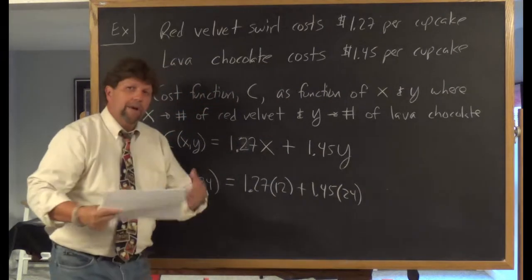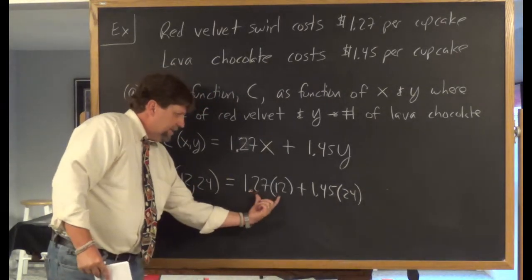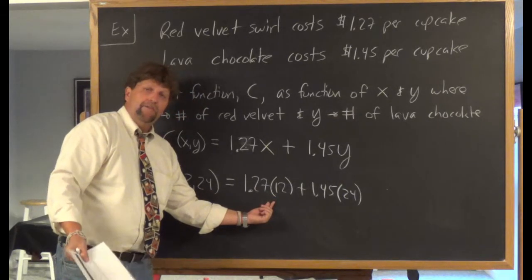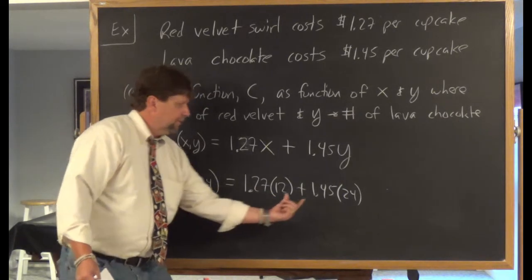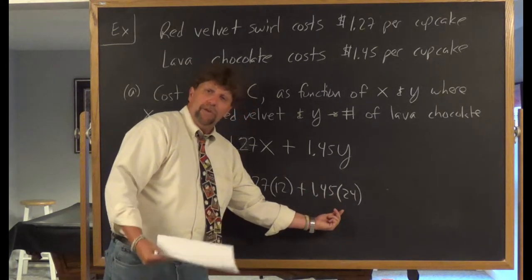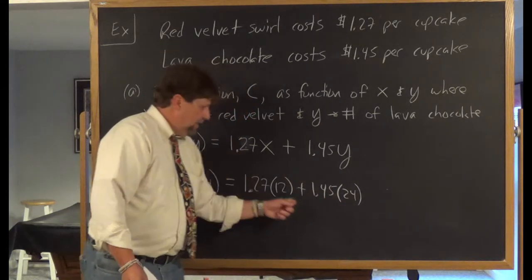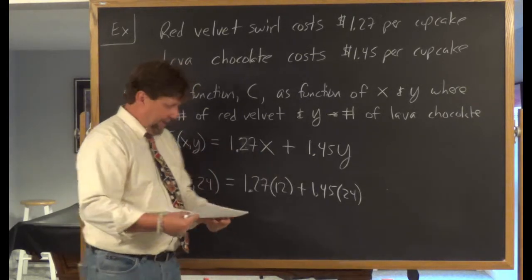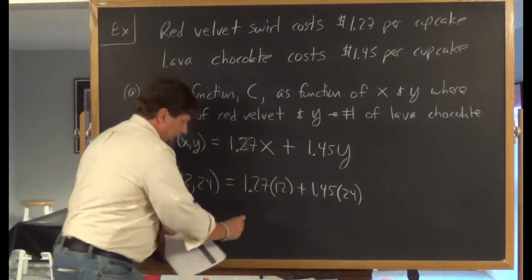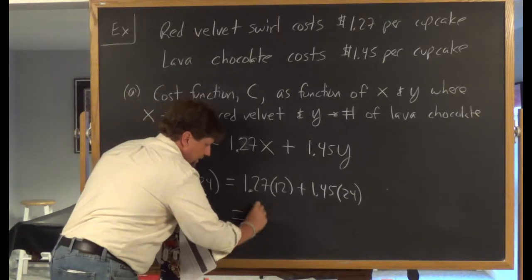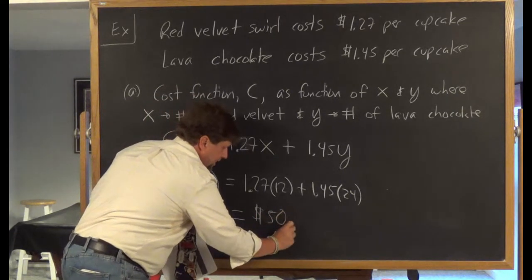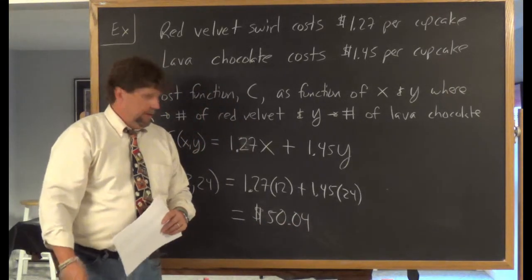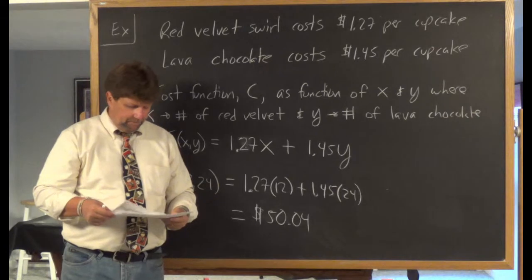And before I crank this through my calculator and get an answer, this little piece right here tells me the cost for the 12 red velvet swirl cupcakes. This little piece here is the cost for the 24 lava chocolate. So of course we would add those two costs together to get the total cost for all these cupcakes. And when I crank this through my calculator, I get a cost of $50.04. Must be really good cupcakes.